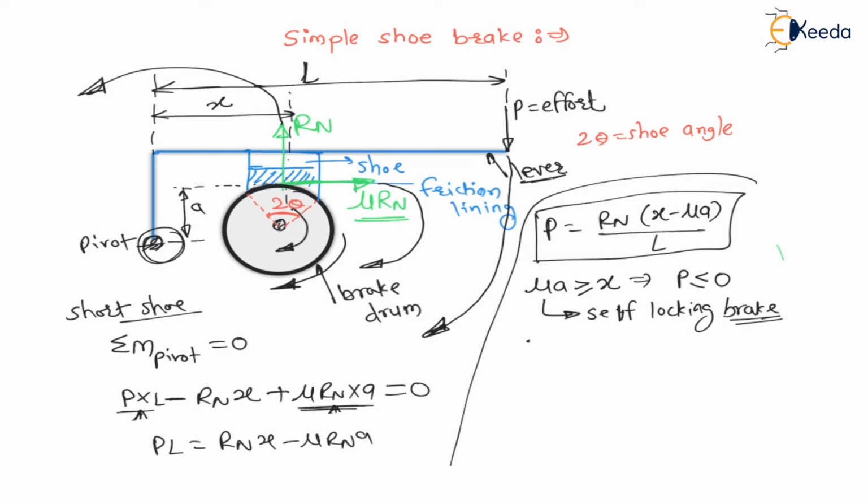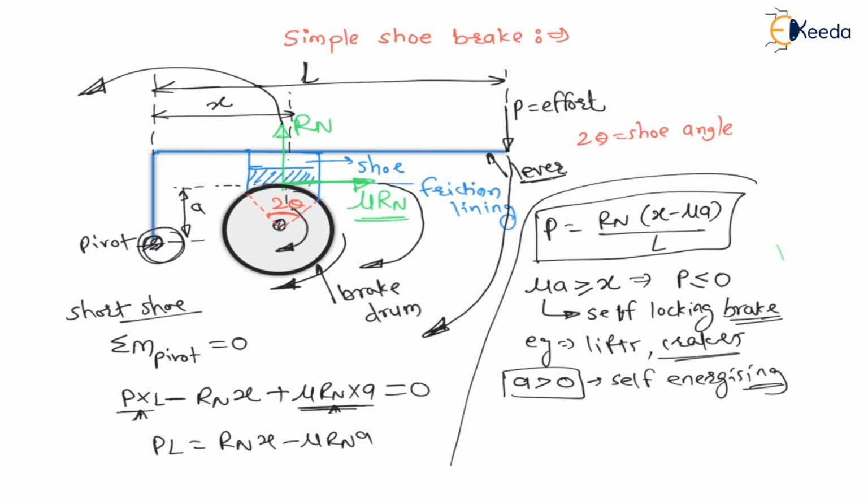Now for example, the self locking brakes are used in lifts and cranes, right? Now whenever a is positive, more than 0, can I say the x minus mu a, that is effort, is decreasing. Therefore it is called self energizing brake. For self energizing brake, this a must be more than 0, right?